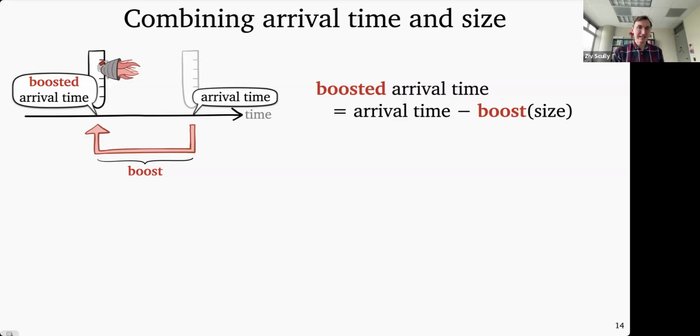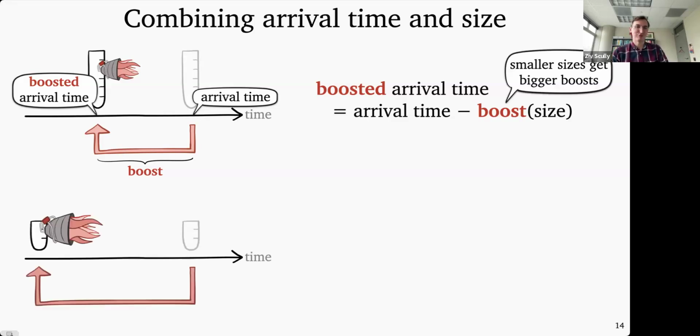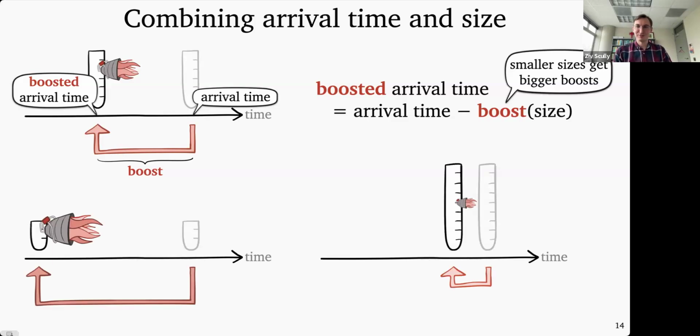And the key idea is that you should give smaller jobs bigger boosts. So if you have a small job, it should get a really, really big boost and go really far ahead, potentially skipping past lots of bigger jobs in its way. Whereas a big job should get a pretty small boost, maybe skipping over a couple of super big jobs in its way, but only if they arrived really close by.